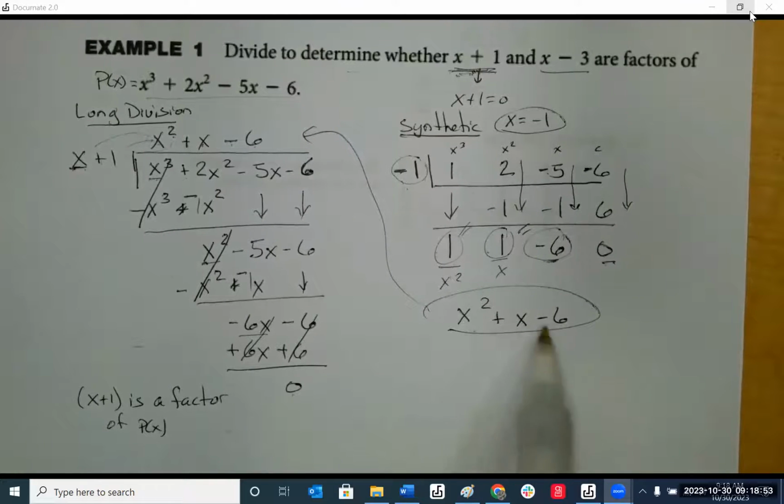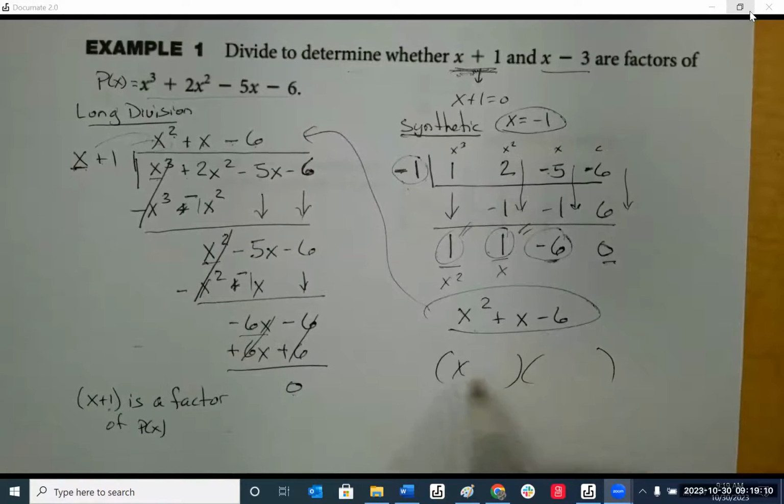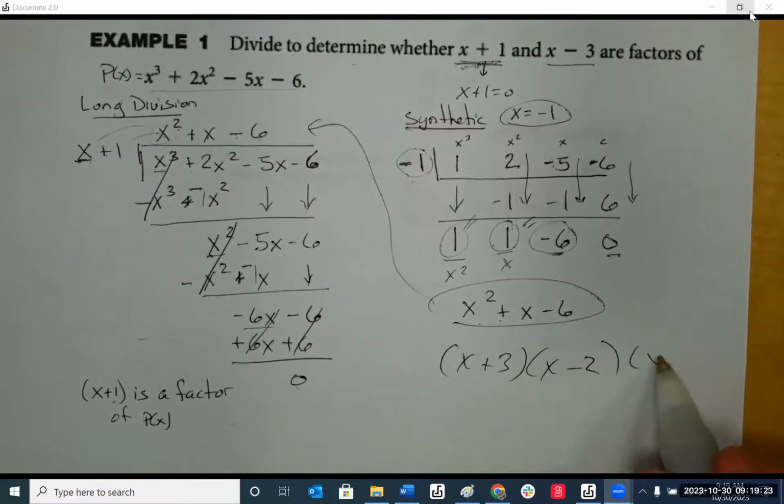Now we only have to solve this for the other two answers. Since we know x plus 1 is a factor, now we have to just take this quotient part and factor that out, and we get the other two factors of the answer. And we just go from there. X, positive, negative, 3 and 2. So all our factors are x plus 1, x minus 2, x plus 3. That's what the whole thing is used for.